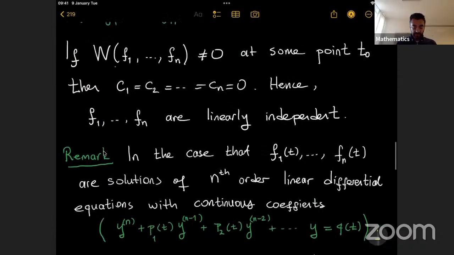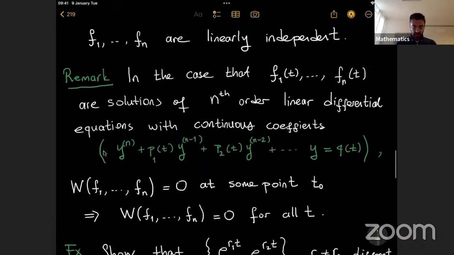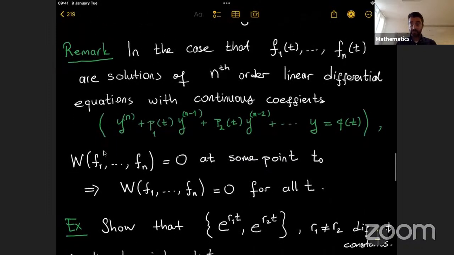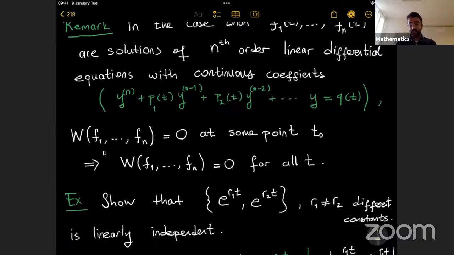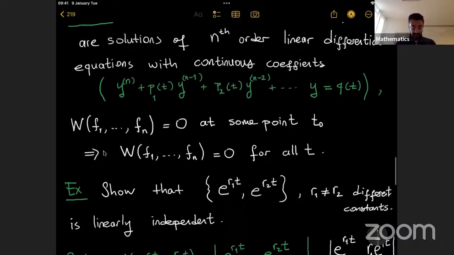And when these functions are the solutions of an nth order linear ODE, then we have this: if the Wronskian is zero at some point, then the Wronskian is identically zero. So if the Wronskian, the determinant, is zero at some point, then it is zero everywhere. This is not a trivial fact, but it is true.